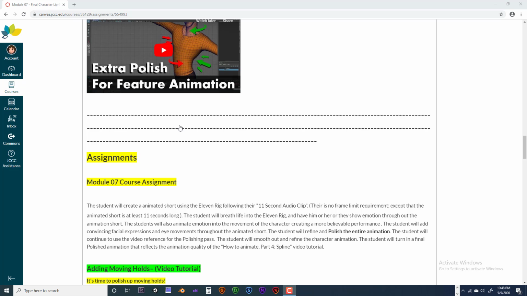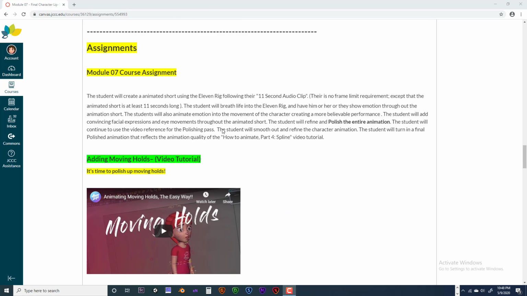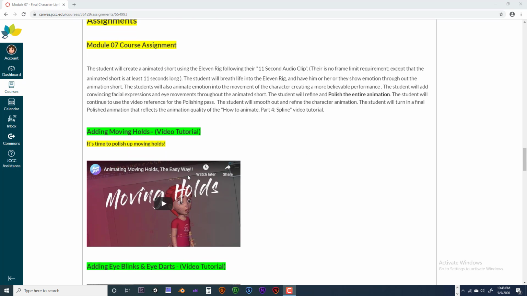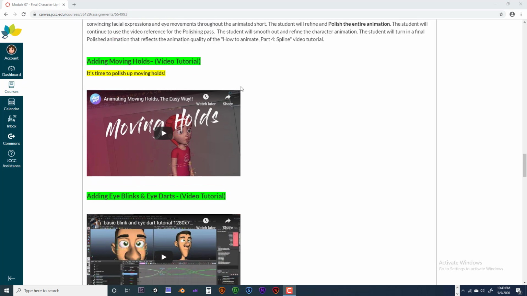Okay. Extra polish, and then don't forget about moving holds. I think most of you are doing 2 characters, or maybe even 3, but I think only 2 characters. So keep that in mind. Do 1 character at a time and then do the other one. I would recommend that. The course assignment basically is just, let's finish everything up, polish everything up, and we're good to go.